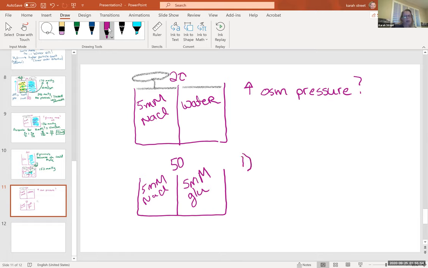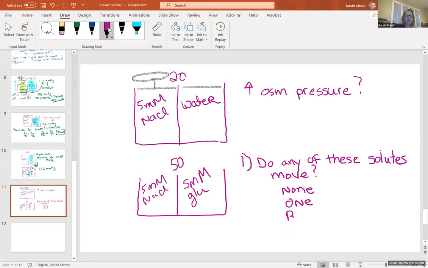Number one, always ask yourself, do any of these solutes move? Is it none? Is it, well, only one, Kara? Or is it both? Only one, that is correct. Which one can move? Sodium chloride, NaCl. Okay. So if only one moves, then the highest pressure is on the side that doesn't move.